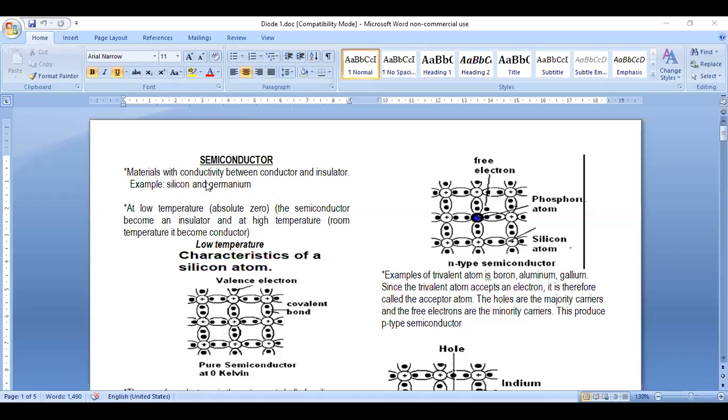Semiconductors are materials which have conductivity between a conductor and an insulator. That means they can become a conductor or an insulator, depending on temperature. Examples are group 4 elements like silicon and germanium. At low temperature, like 0 Kelvin, the semiconductor becomes an insulator because there is no free electron. But at higher temperature it becomes a conductor because there is free electron.